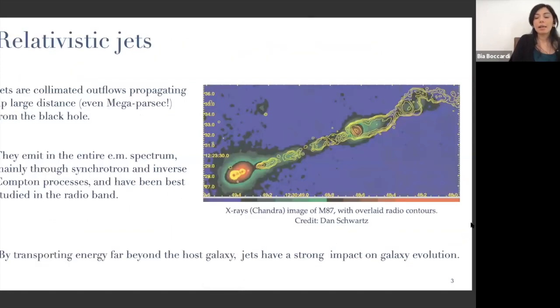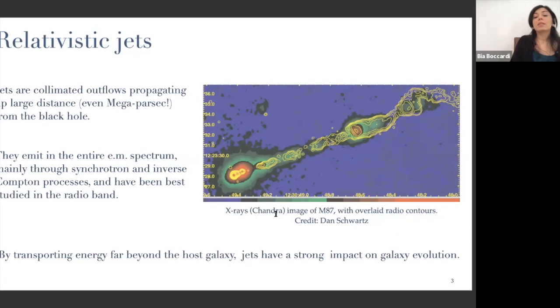Okay, here it is. Let me tell you a bit more about relativistic jets. These jets are really spectacular objects because they propagate being very, very collimated up to very large distance from the black hole, sometimes even megaparsec. And they emit across the entire electromagnetic spectrum, mainly through synchrotron and inverse Compton processes. Although, as I said, they have been best studied in the radio band because it's the band where they are more prominent. And here you can see an image of M87, which is one of the most famous nearby jets, where both the X-ray emission and the radio emission are shown.